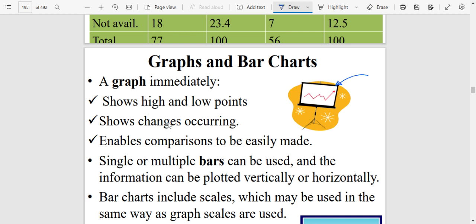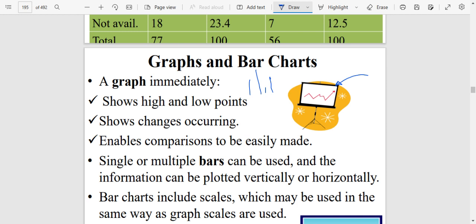We also have graphs and bar charts. So a graph immediately shows high and low points. For example, this one, like in medical studies or just in a hospital, you are seeing these lines. So they are going to show you high and low points. That's a graph. It will show changes occurring also. It is also going to enable comparison to be easily made.